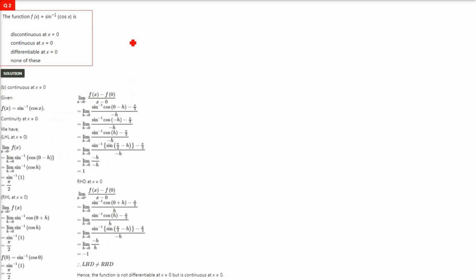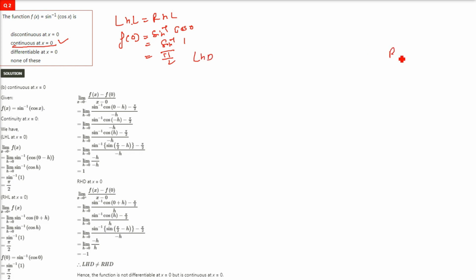So continuity we have already checked. LHL and RHL both were the similar value, and the value of the function at 0, which is sine inverse cos 0. Cos 0 is 1. Again sine inverse 1 is pi by 2. So this function is continuous. We have already checked it. Now coming to the second part, which is the differentiability. So we have to check for the differentiability as well, and then we can decide what will be the suitable answer for all these options which are provided to us.